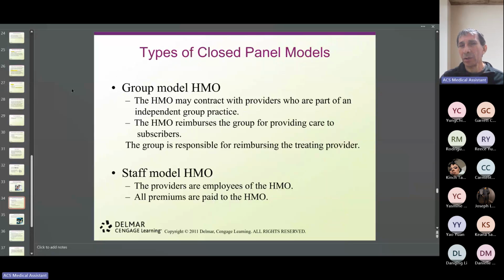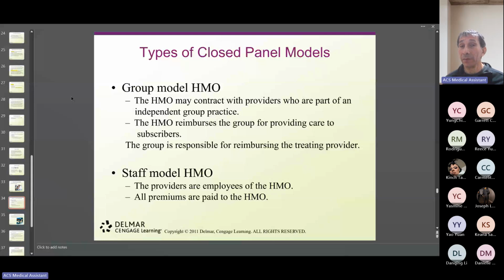That's how it works. So let's talk about these closed panel models, group model HMO and the staff model. See? The HMO may contract with the providers who are part of an independent group practice. So the HMO contracts with that group directly, not with the medical provider. In other words, remember, the group is responsible for reimbursing the provider who treats the patient. That's what it says. Then the providers are owned by the HMO.